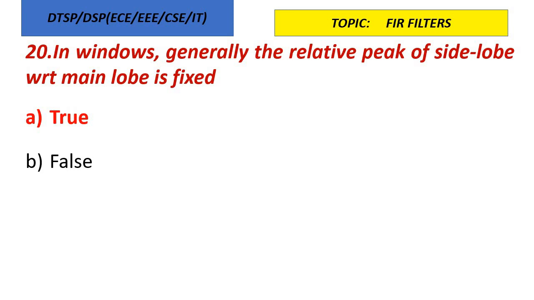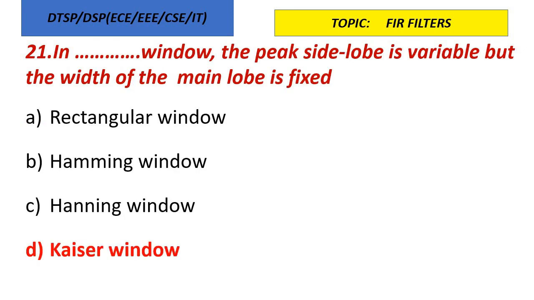In windows, generally the relative peak of the side lobe with respect to the main lobe is fixed. Is this true or false? It is true. So the relative peak of the side lobe with respect to the main lobe is fixed. In dash window, the peak side lobe is variable, but the width of the main lobe is fixed. So this is only for the Kaiser window. Only in the Kaiser window, the peak side lobe is variable, but the width of the main lobe is fixed.